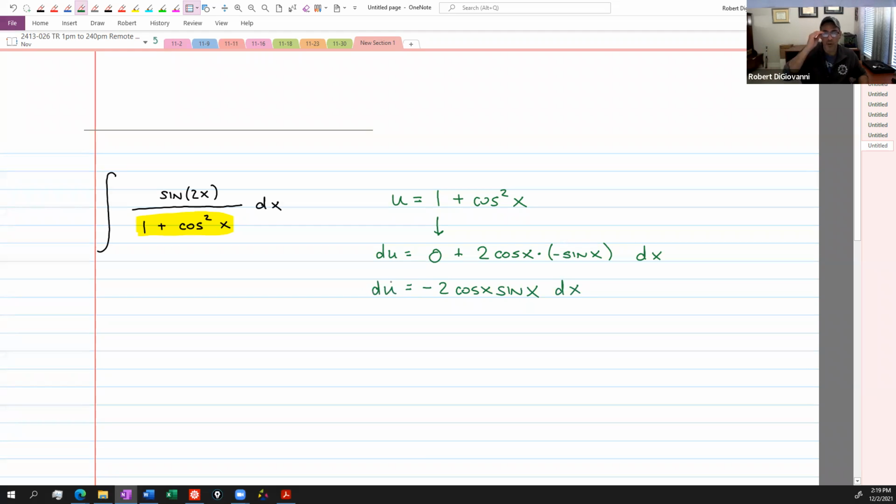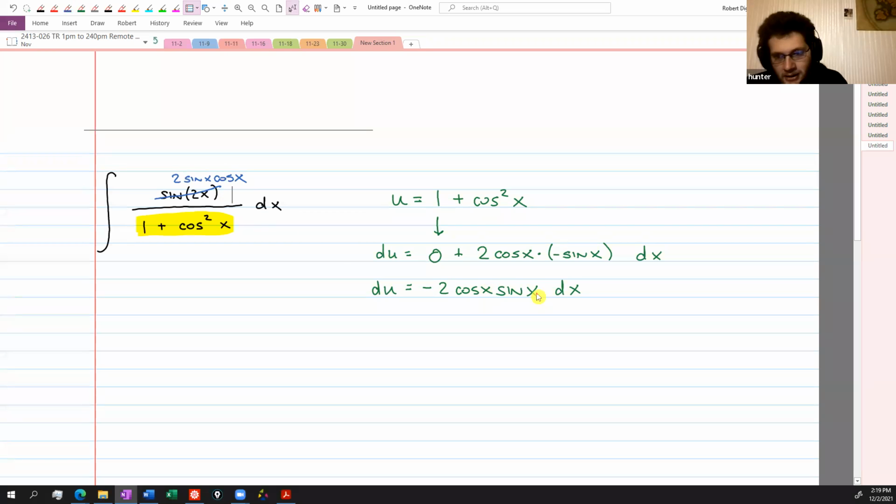And so you may initially give up on this as a u substitution, because you're like, well, wait a minute. If this is u and this is the derivative, I don't have that anywhere, until you realize that the double angle formula for sine 2x from pre-cal is 2 sine x cosine x. And now they're pretty much the same, right? Except they're off by a sign.